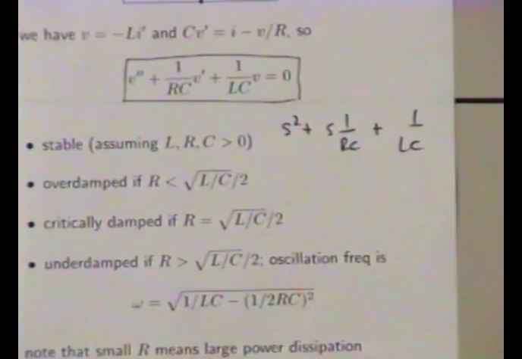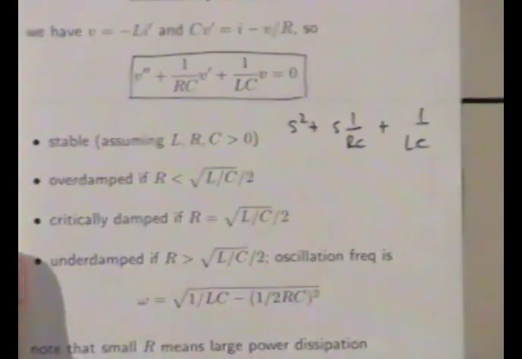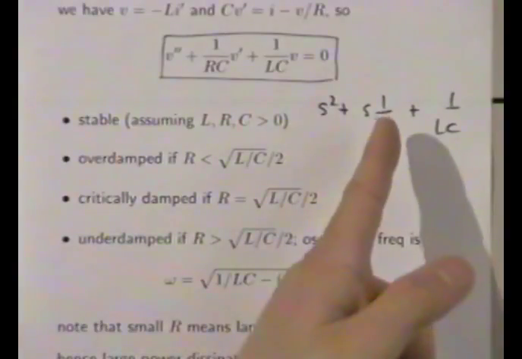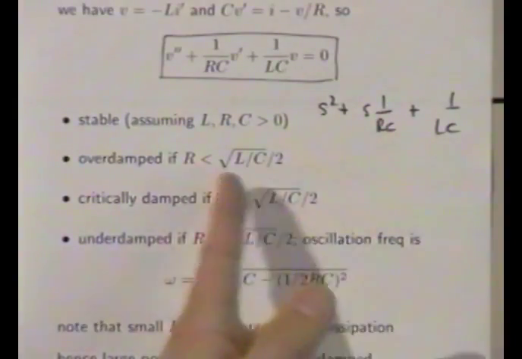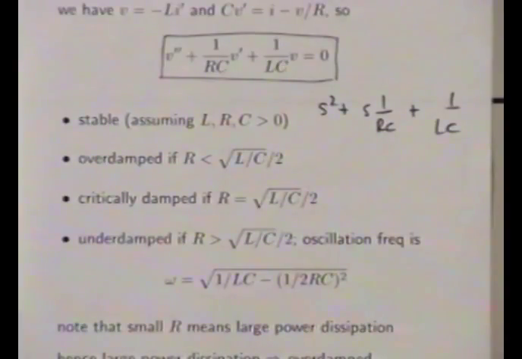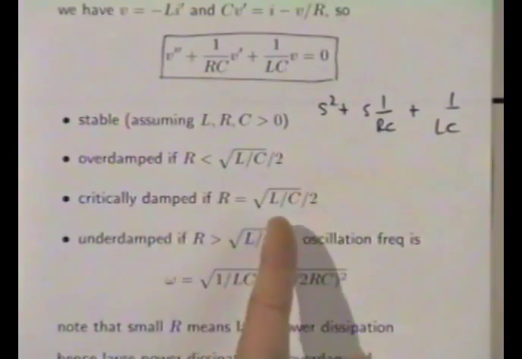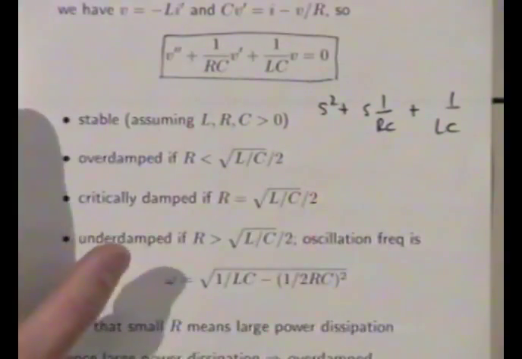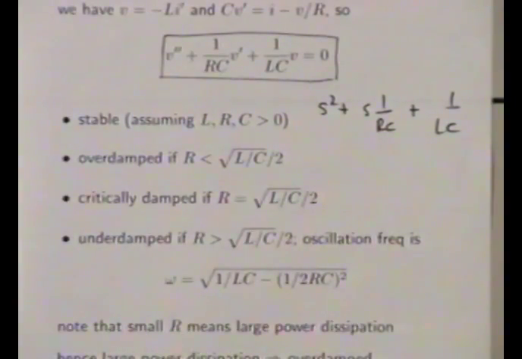The critical thing is critical damping. Are we above or below critical damping here? Well, in general, here it's just b squared less than 4ac. You work out what that means, and it says R is less than square root of L over C over 2. So critical damping is R equals square root of L over C over 2. If R is less than that, it's overdamped. And if R is bigger than this number, then it is underdamped.